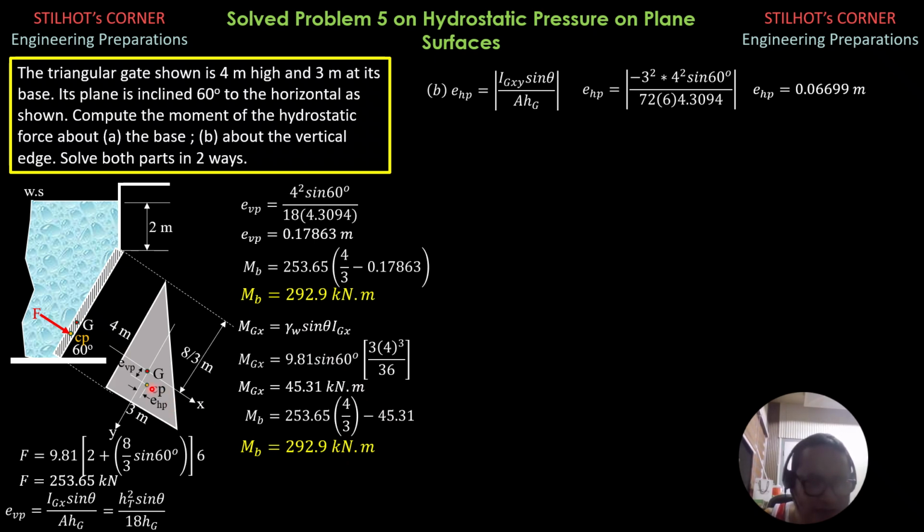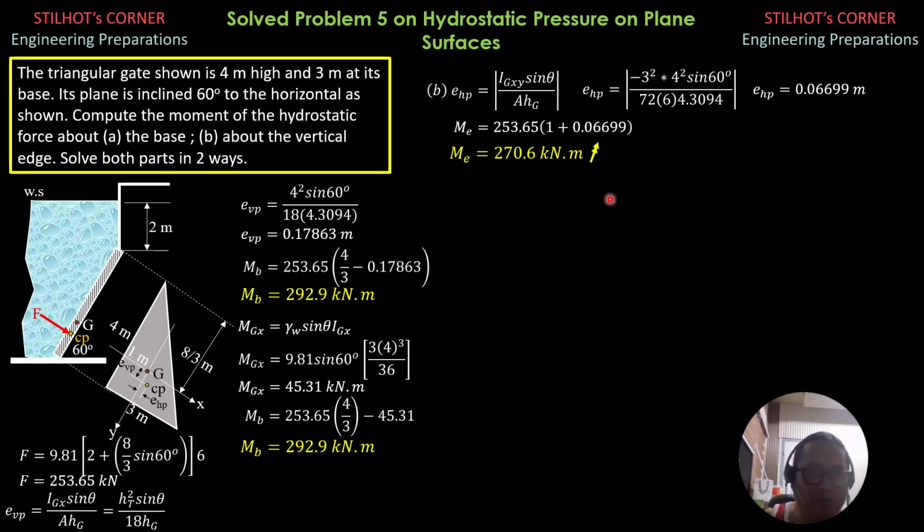So if this is 0.06699, the distance of CP from this vertical edge would be 1/3 of 3, which is 1, plus E sub HP. Take note, that's 1. Then we just add E sub HP. Now F is acting at CP, and its moment arm about the edge is 1 plus E sub HP. So the moment about the edge ME is F, 253.65, times quantity 1 plus E sub HP, and that is equal to 270.6 kilonewton meter.